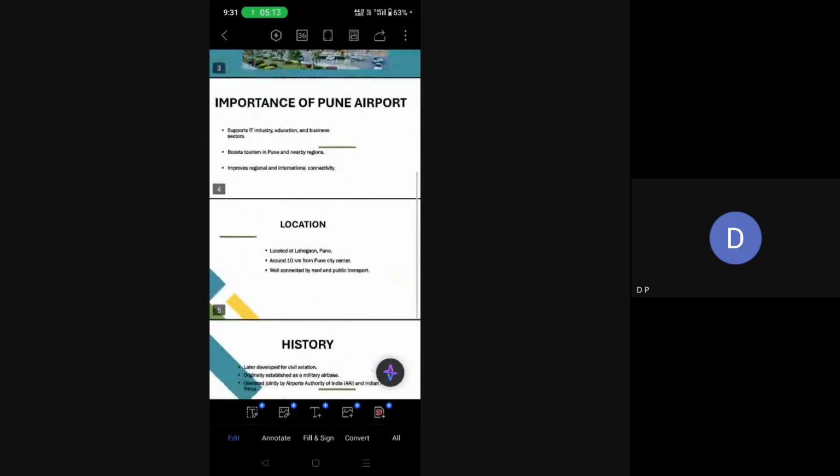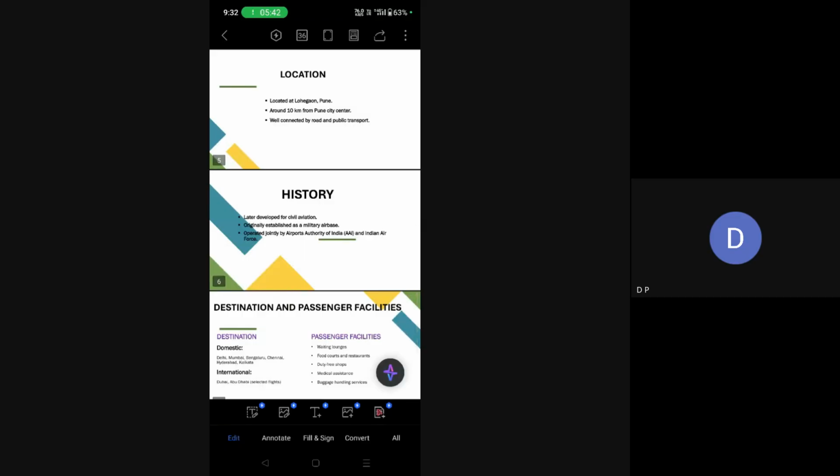The importance of Pune International Airport. It supports IT industry, education, and business sectors, boosts tourism in Pune and nearby regions, and improves regional and international connectivity. The location of Pune International Airport is Lohagaon, Pune, around 10 kilometers from Pune city center, well connected by road and public transport. The history of Pune International Airport: originally established as a military air base, later developed for civil aviation, operated jointly by Airports Authority of India (AAI) and Indian Air Force.